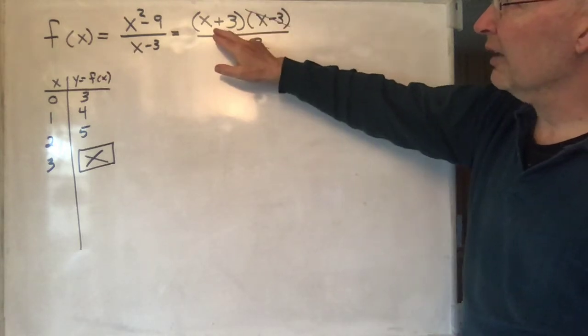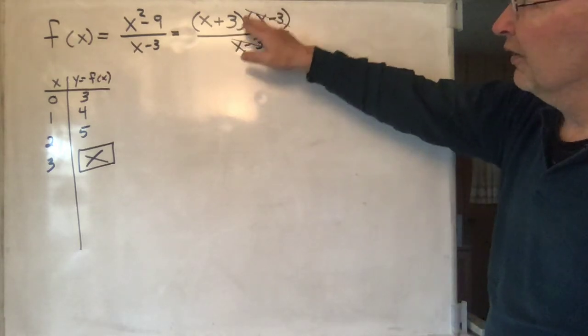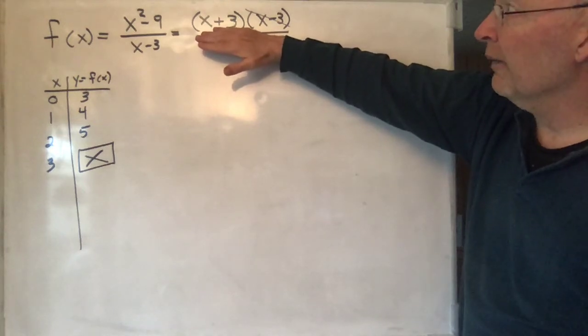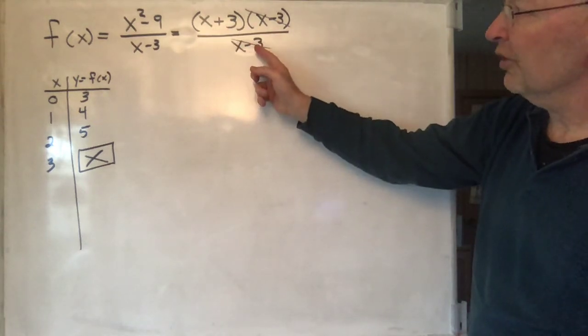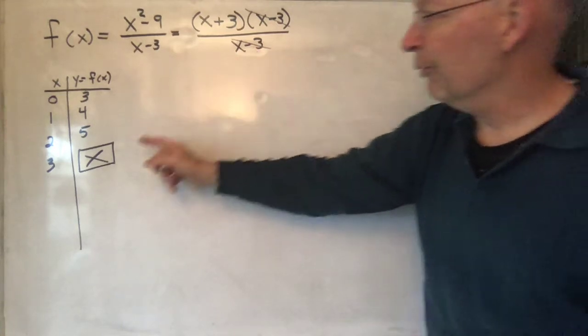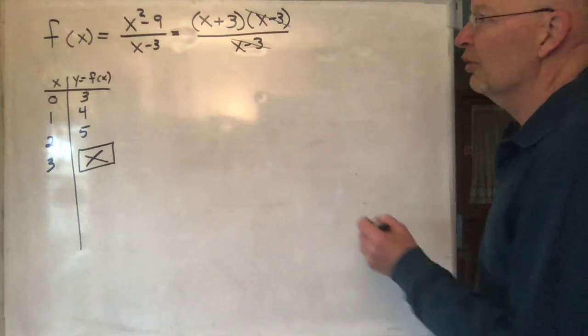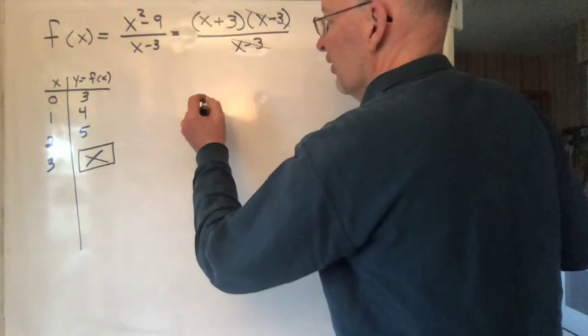So it's not going to affect the rest of the function at all. This thing will always give us a 1, so it won't affect the behavior of this function. However, it does affect it just at the value 3. Because at 3 there's nothing that comes out of the function. So now I have an idea what this function looks like.